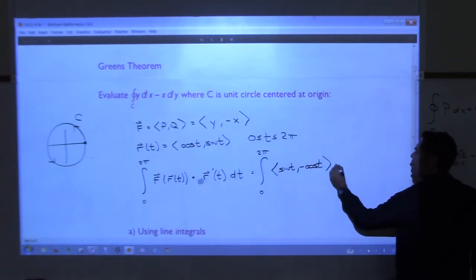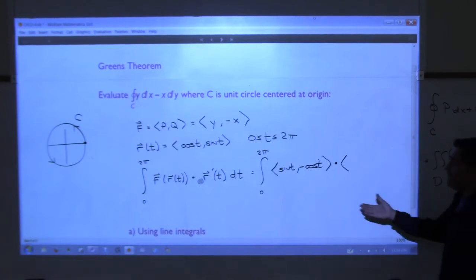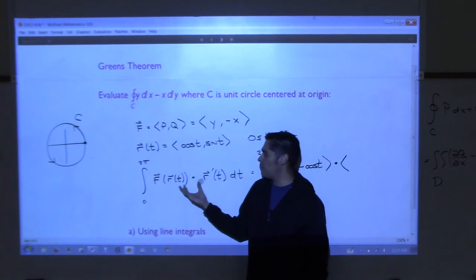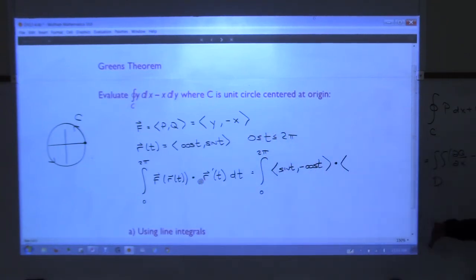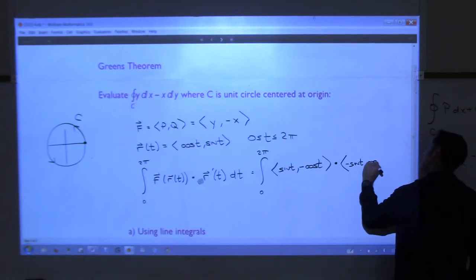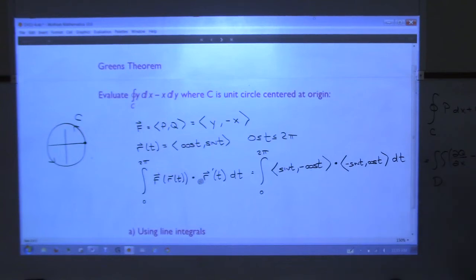I'm going to dot that with what? The derivative of r. If you have no idea where I'm getting this formula from, it's from last class, in the class before when we were doing work, okay? So I'm assuming you've done all the homework for that, so you've been working with it. Derivative of r is negative sine t, cosine t, and then dt. So what happens when I dot those together?